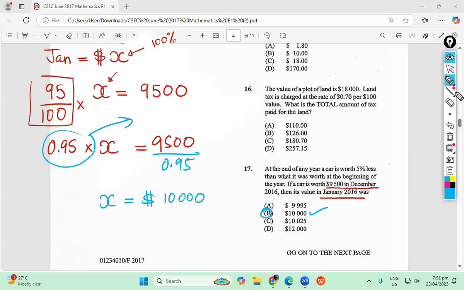The majority of the class was correct. It was a reverse question. I know what some people did. They found 95% of 9,500. They didn't realize, wait, that's the original value they're asking us for. You can also use the cross method and you would have gotten the same exact answer.